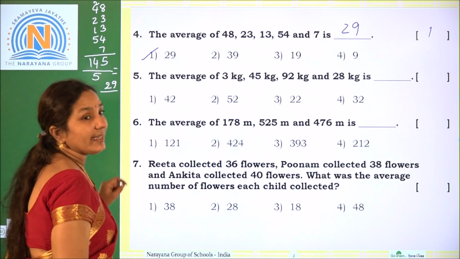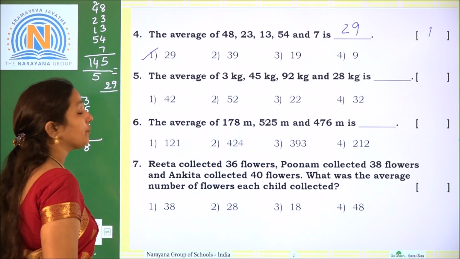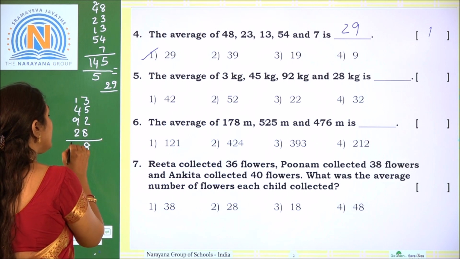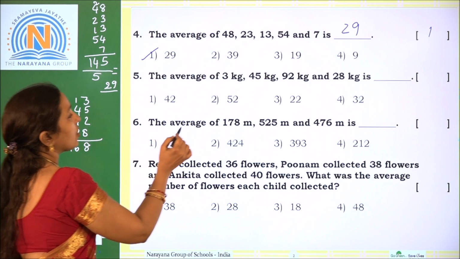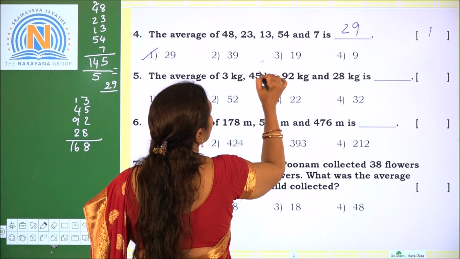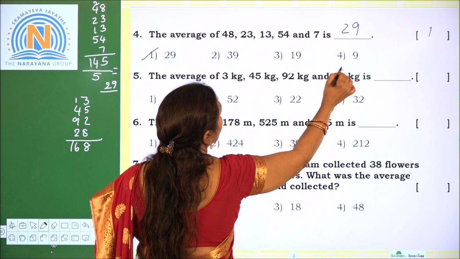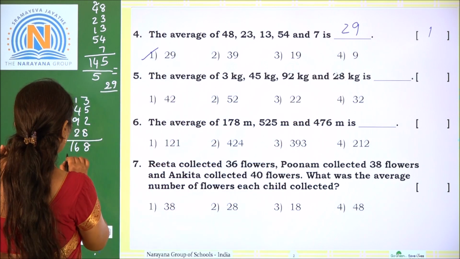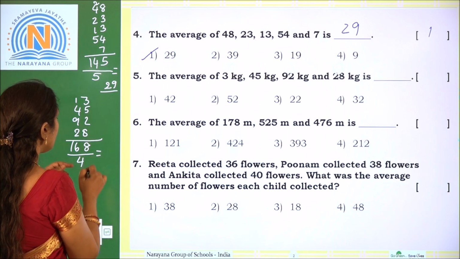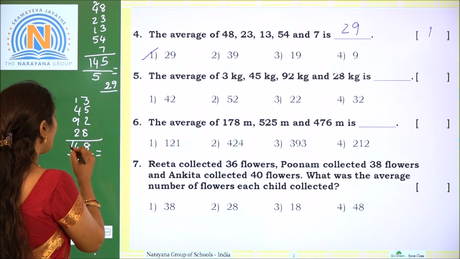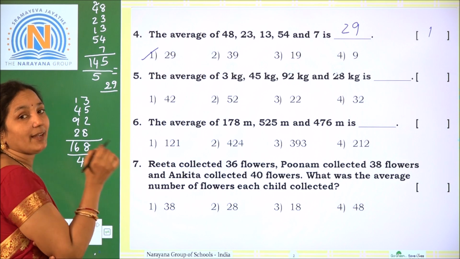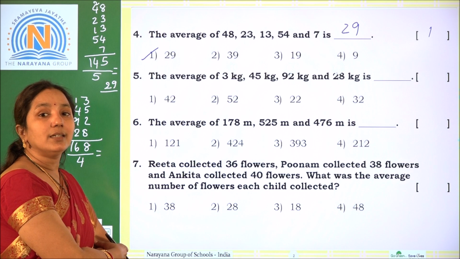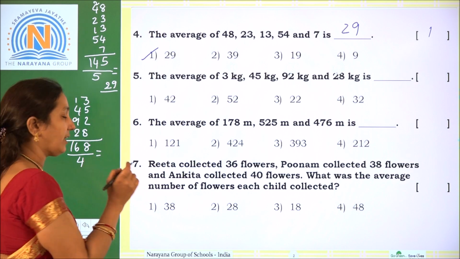1 plus 4 is 5, 5 plus 9 is how much? 14. 14 plus 2 is 16. So the sum is 168. Number of objects: how many are there? 1, 2, 3, 4. So 168 is divided by 4. Here 1 is there, it will not divide, so we go to the next digit, 16. How many 4s are there in 16? 4 times.